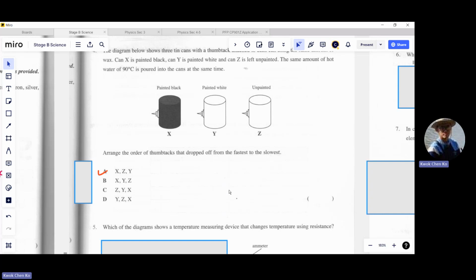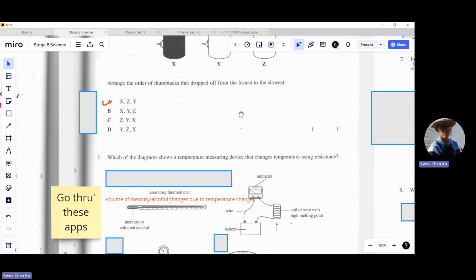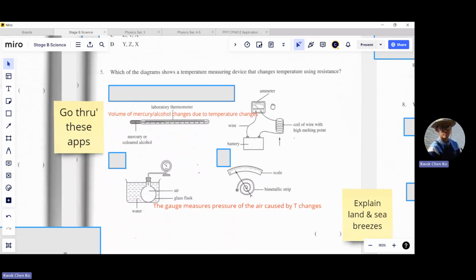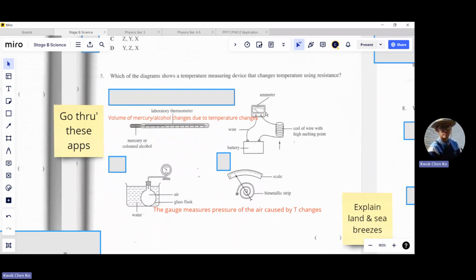Which of the diagrams shows a temperature measuring device that changes temperature using resistance? Oh, this one is tough.